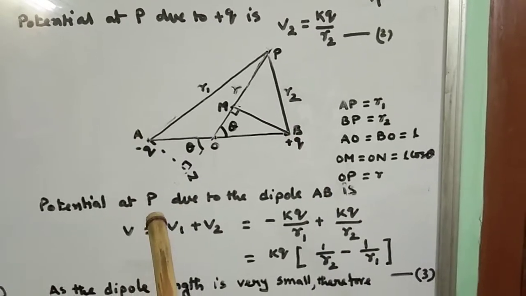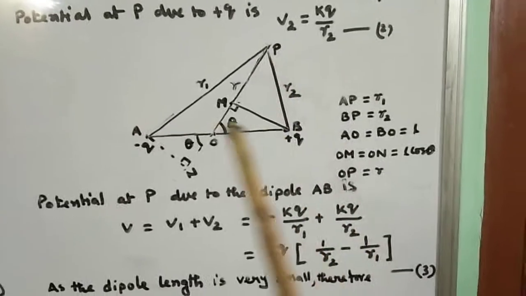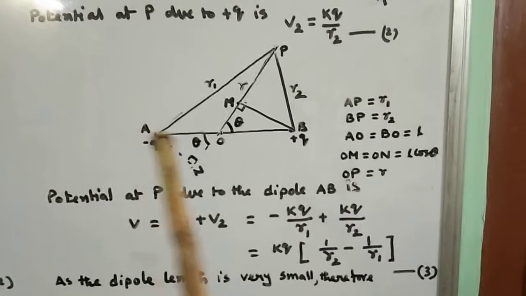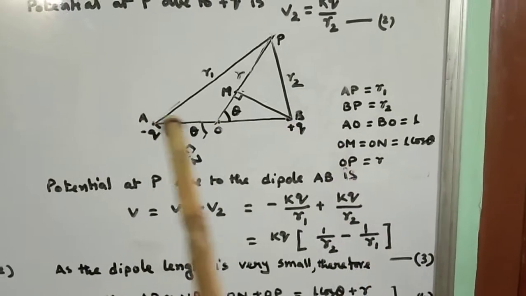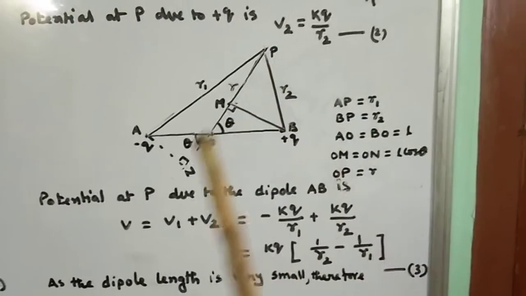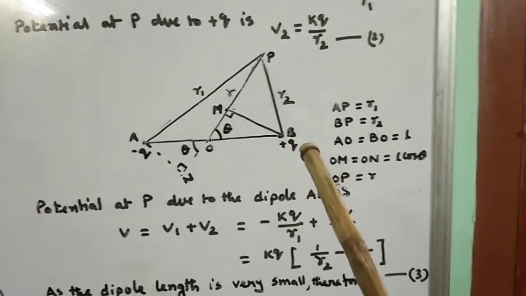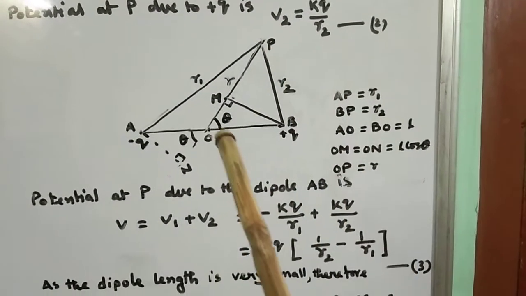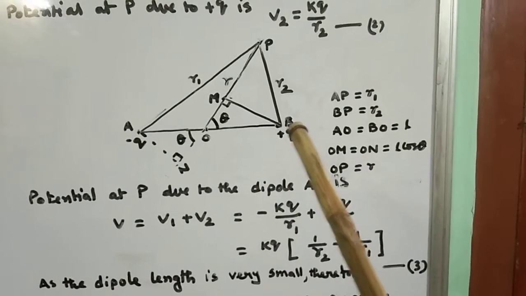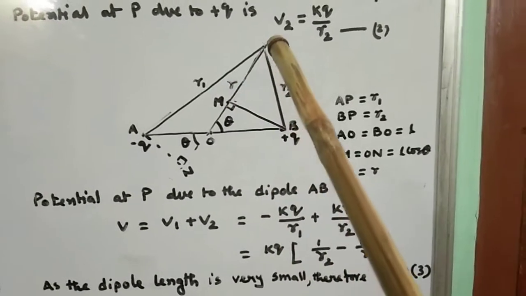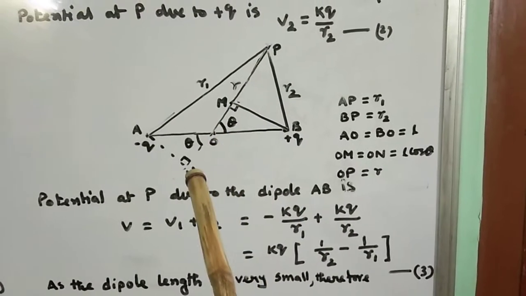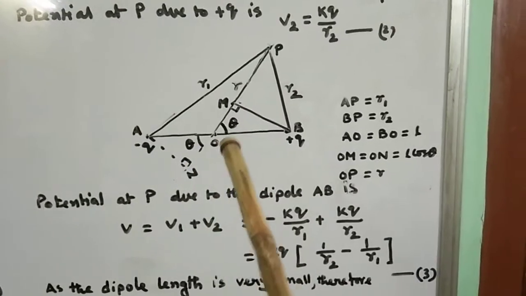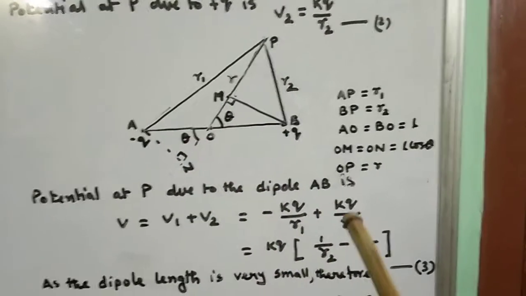So potential V is nothing but the potential at P due to this dipole. Practically the length of the dipole is very small, AB length is very small. So if AB length is very small, some changes will come. Now you see in this figure we have dropped a perpendicular from plus Q onto the line OP. So BM is the perpendicular. Similarly we have extended OP till N, and we have dropped a perpendicular from minus Q. This construction we have done to define R1 and R2.